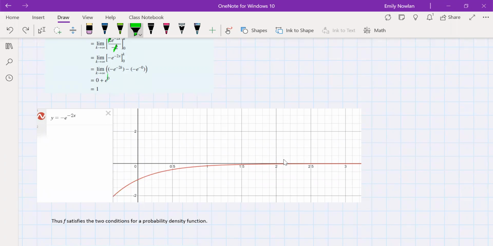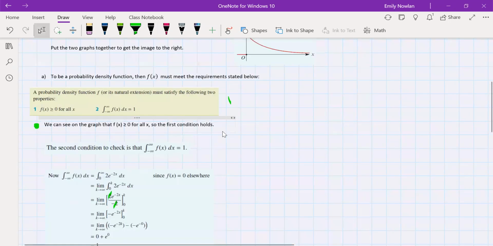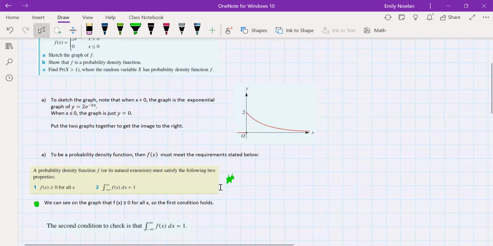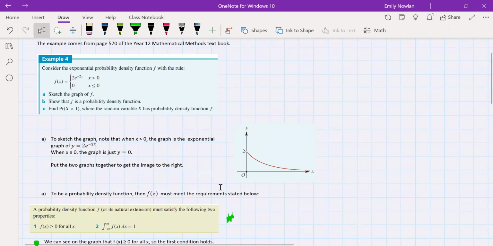So we know that this is 1, and we know that's 0. 1 plus 0 gives you 1. So, yep, it satisfies the two conditions for the probability density function. Okay, remember those two conditions back up here. Okay, that was question B. Show that it's a probability density function.